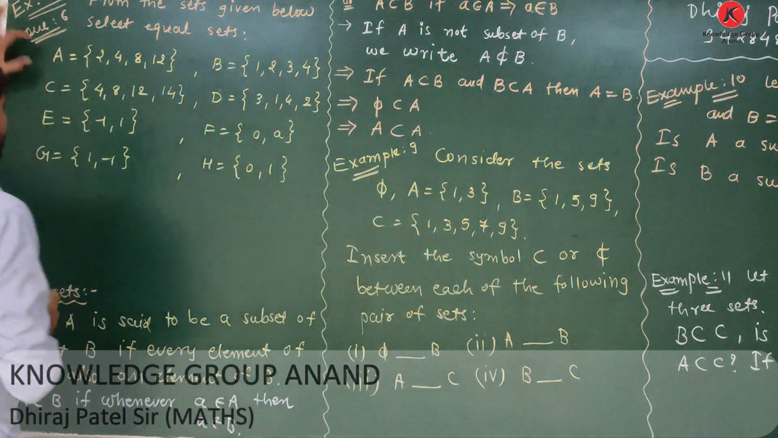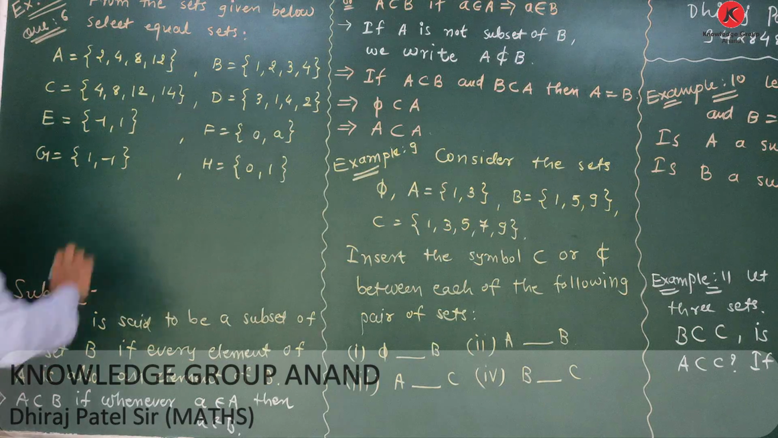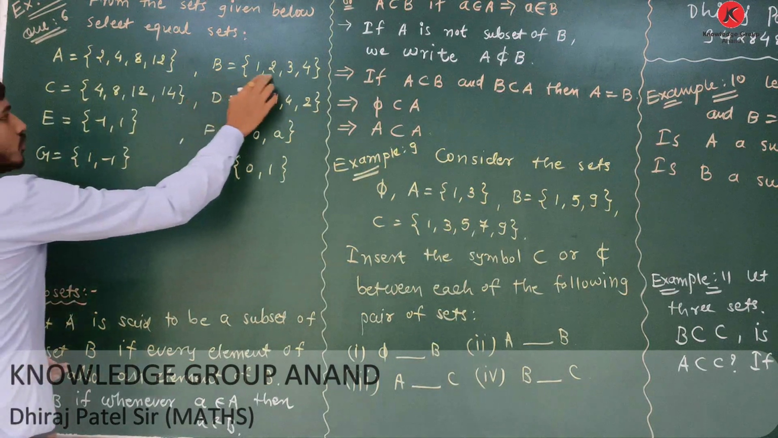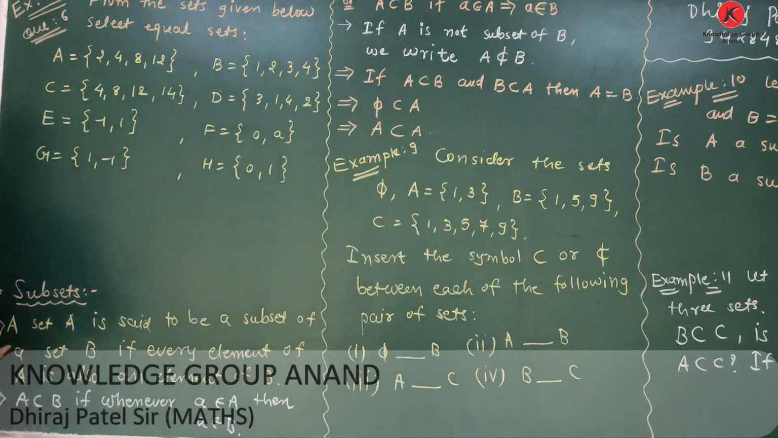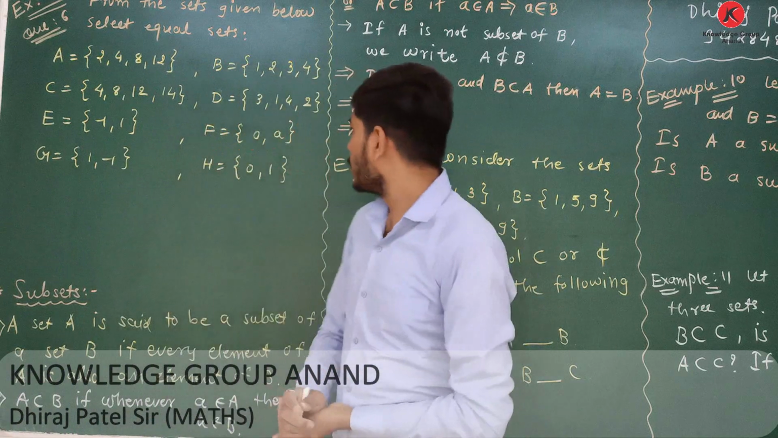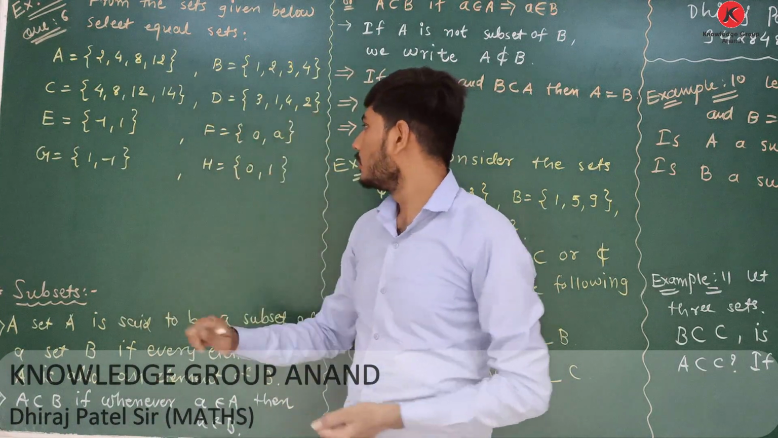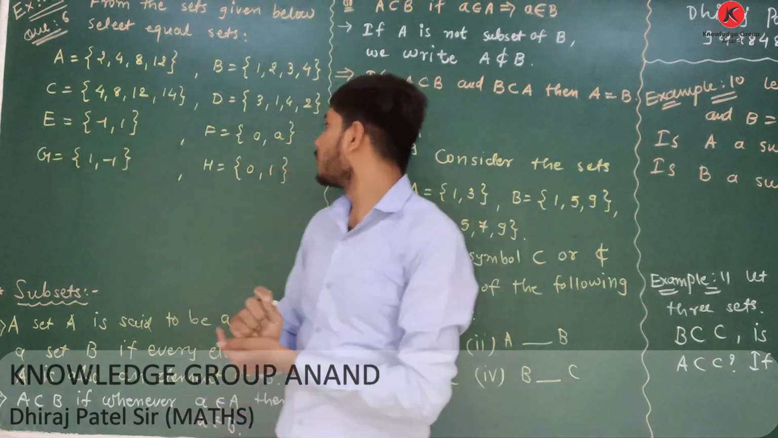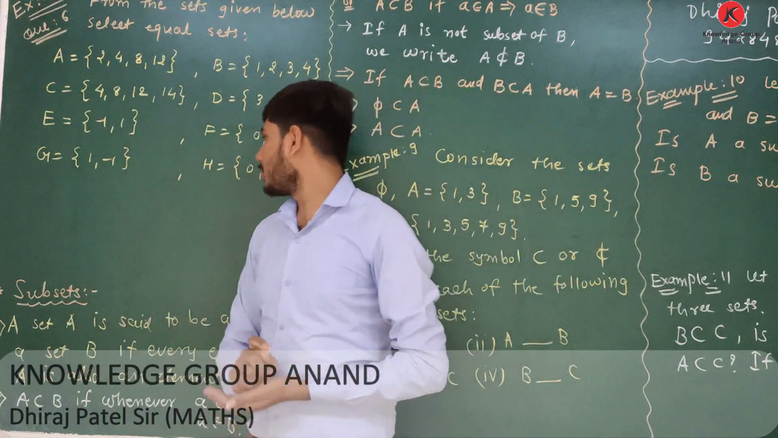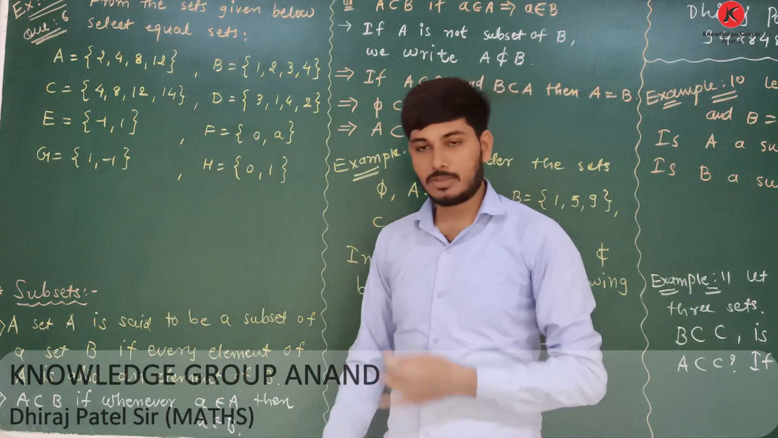Now see here. First set A equals 2, 4, 8, 12. Set B equals 1, 2, 3, 4. Set C equals 4, 8, 12, 14. Set D equals 3, 1, 4, 2. E equals -1, 1. F equals 0, 8. G equals 1, -1. And H equals 0, 1.